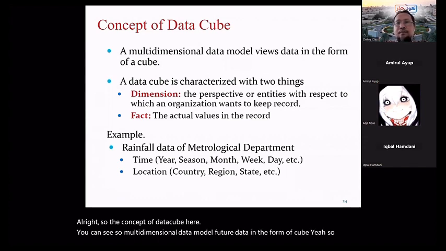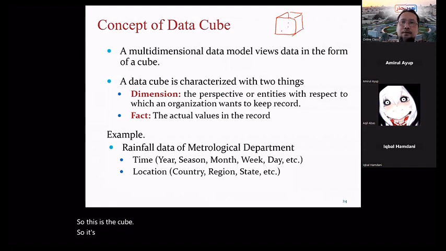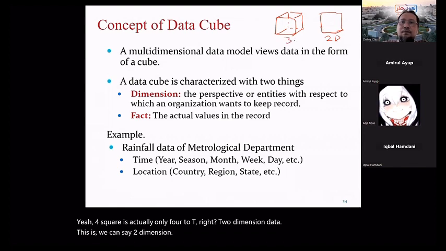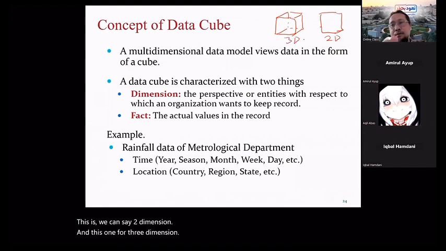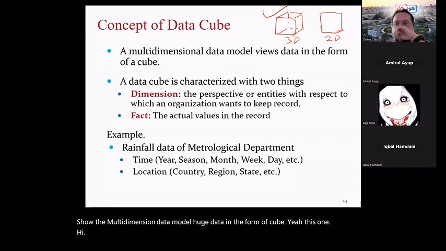So you know cube, right? This square, and you want to know the cube, so this is the cube. It is constructed looking like a cube, the data. The square is actually only for 2D, right? 2-dimension data. This is 2-dimension, and this one is for 3-dimension, or multi-dimension. So the multi-dimensional data model views data in the form of a cube. This one is 2D.